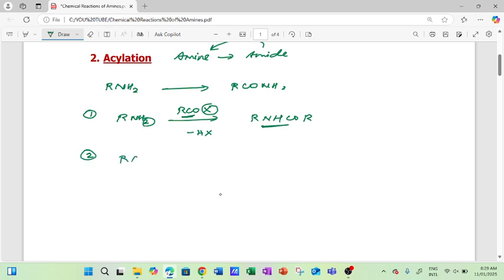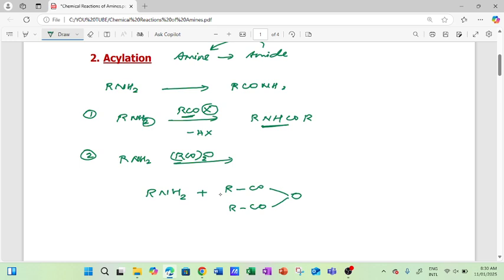The second method is this. Instead of acyl halide, you can add anhydride. Anhydrides have the general formula (RCO)2O. I'll show you the reaction clearly, because if I write (RCO)2O, we won't be able to understand the way of reaction. See once more, RNH2 is reacting with RCO two times, and these two RCOs are connected through an oxygen atom. This is the complete structural representation of anhydride.